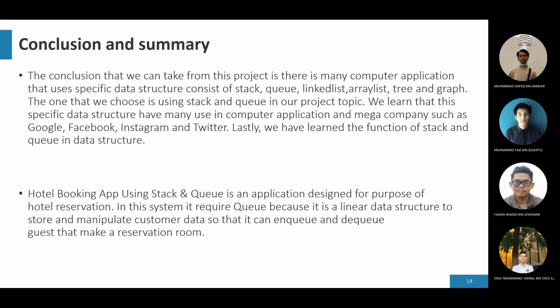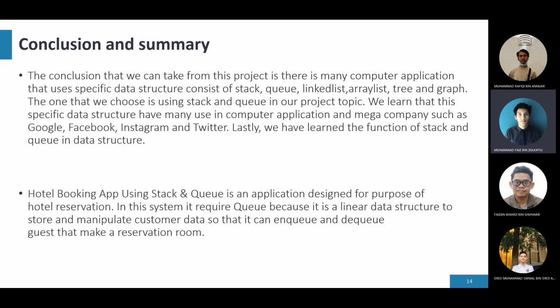Okay, for the conclusion and summary. The conclusion that we can take from this project is that there are many computer applications that use specific data structures consisting of stack, queue, linked list, array, tree and graph. The ones that we chose are stack and queue for our project topic. We learned that these specific data structures have many uses in computer applications and mega companies such as Google, Facebook, Instagram and Twitter.